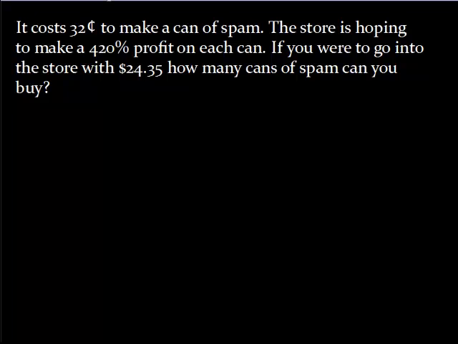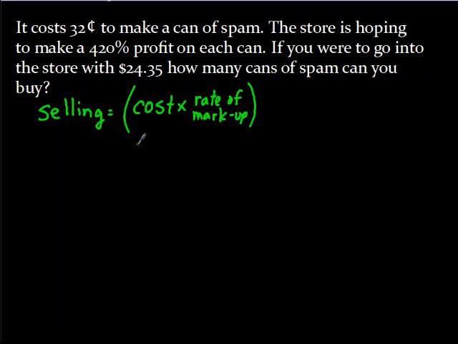To do this problem, we have to work a little bit differently than the last problem. We want to find the selling price. That's the first thing we have to do. To find the selling price, we take the cost, we multiply this by the rate of markup. That's how much the company wants to make in profit. And then with that, we add the cost to it.